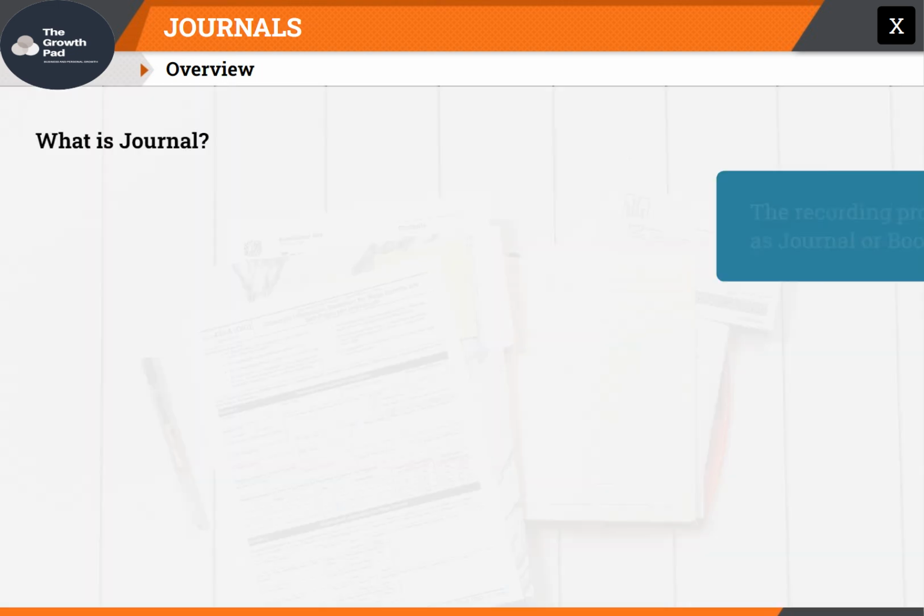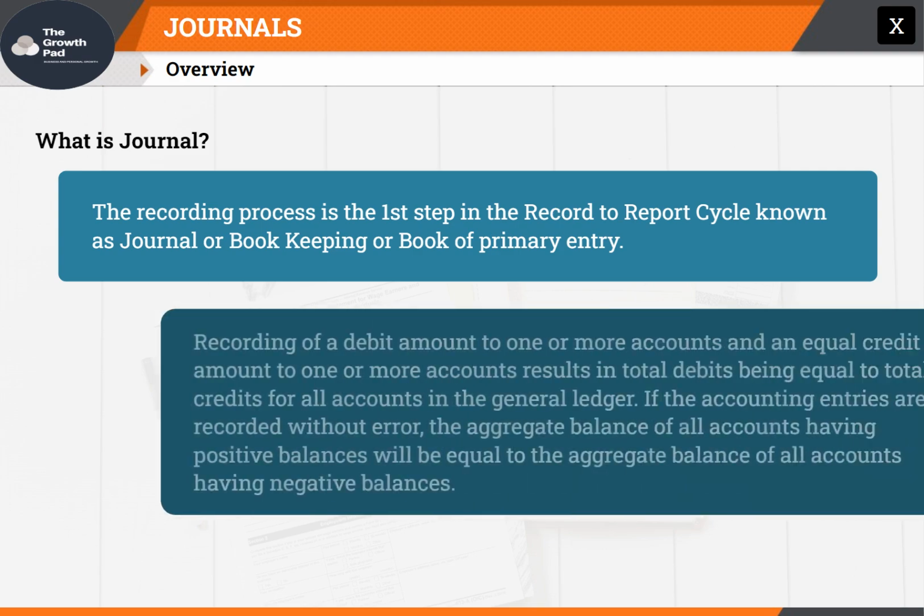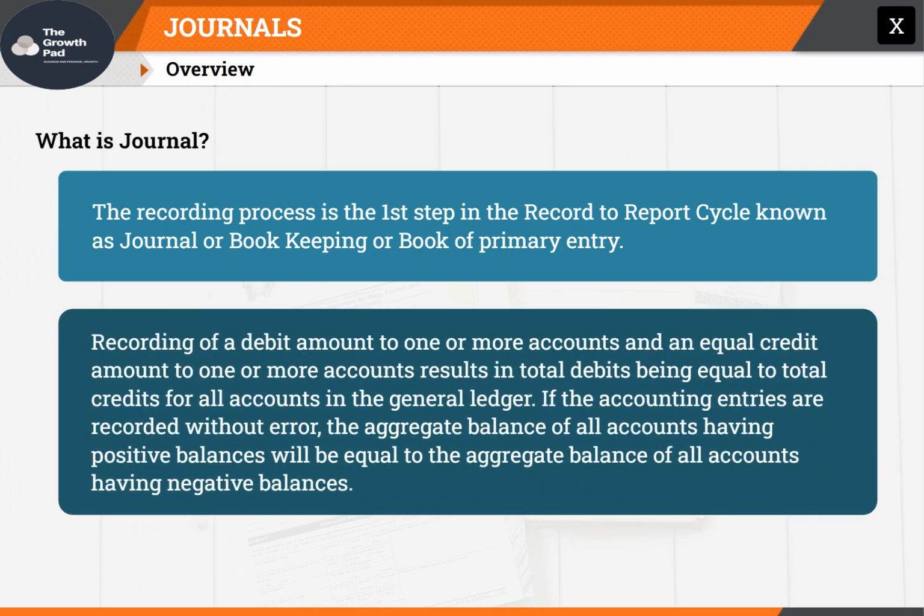What is a journal? The recording process is the first step in the record-to-report cycle, known as journal, or bookkeeping or book of primary entry. Recording of a debit amount to one or more accounts, and an equal credit amount to one or more accounts, results in total debits being equal to total credits for all accounts in the general ledger. If the accounting entries are recorded without error, the aggregate balance of all accounts having positive balances will be equal to the aggregate balance of all accounts having negative balances.